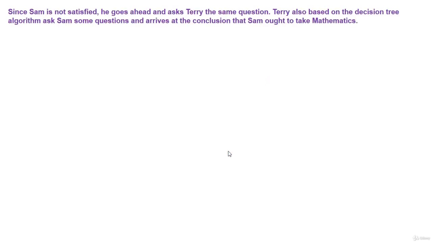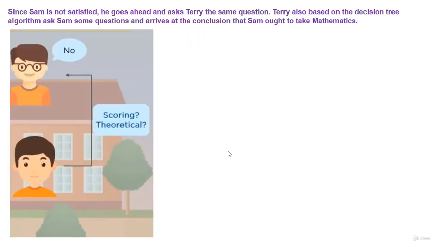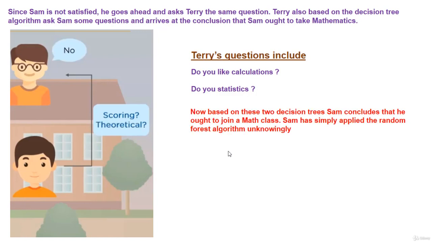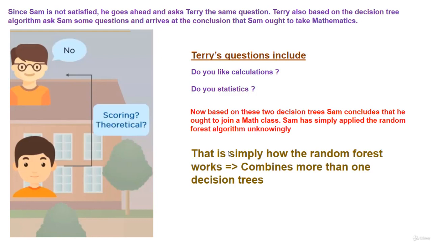But now Sam is not satisfied. So he goes ahead and asks Terry the same question. Terry, also based on a decision tree algorithm, asks Sam some questions and arrives at the conclusion that Sam ought to take mathematics. So he goes to Terry, and Terry now asks questions like, do you like calculation? Sam says yes. And then he asks, do you like statistics? Sam says yes. And then, based on these two questions, he concludes that Sam ought to take mathematics. Now, this is simply how the random forest works.